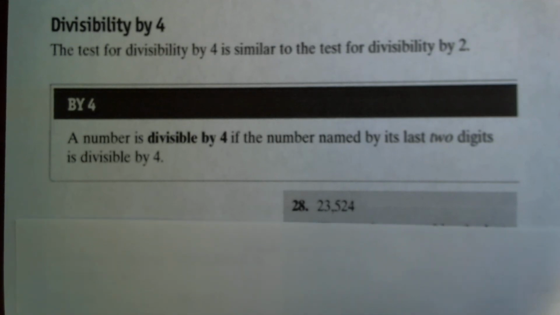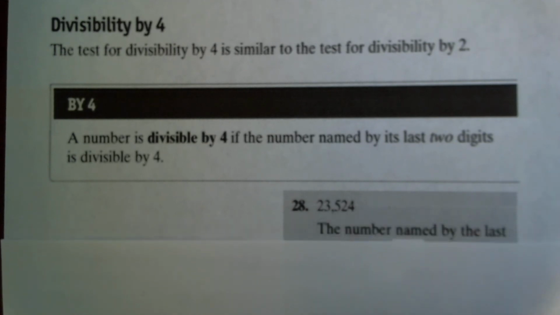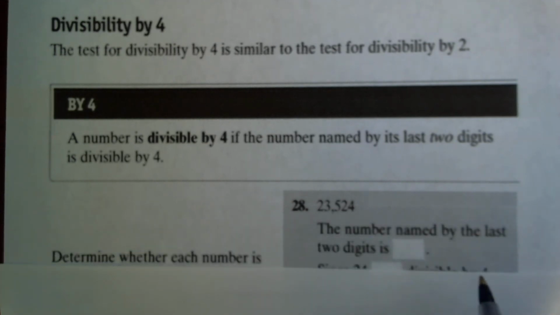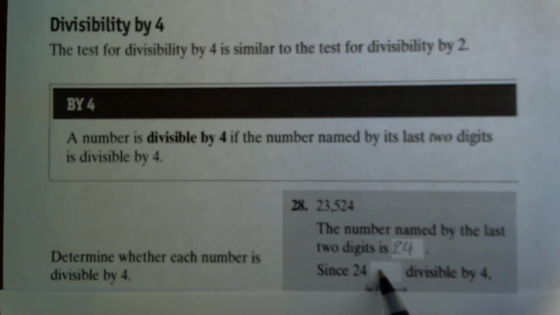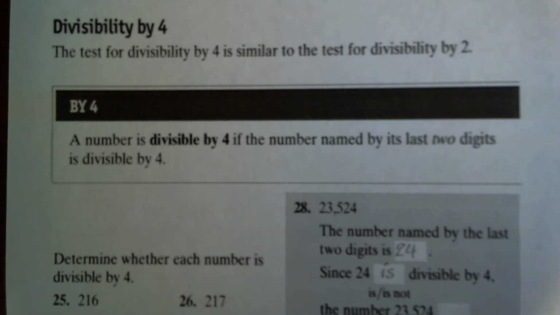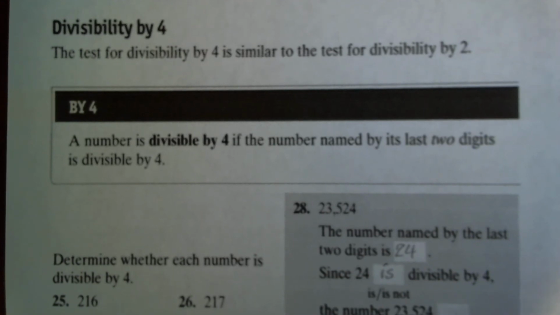For instance, when we look at exercise 28, the number is 23,524, and the number named by the last 2 digits is 24. And since 24 is divisible by 4, the number 23,524 is divisible by 4.